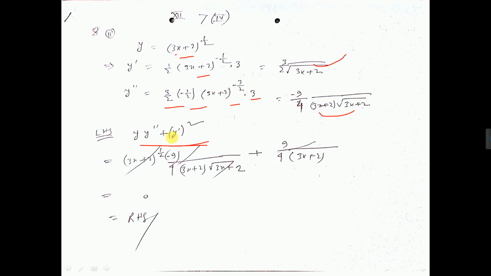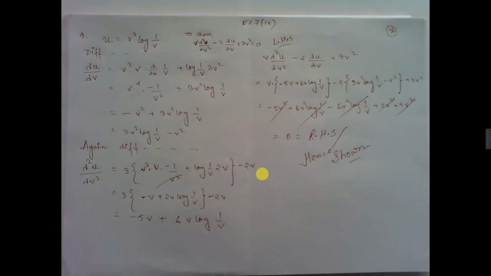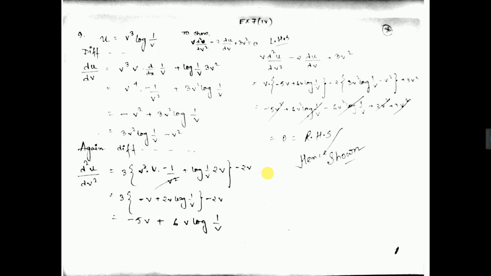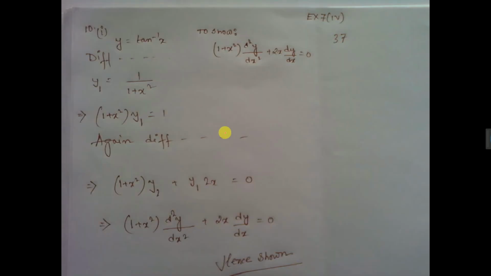Simplify this. Now on the left hand side you take the value of y, and y double dash is this, put here the value of y dash, this one whole square, so this. Now do cancellation, it will be 0. This one I am not explaining, try to understand. This one is very easy.